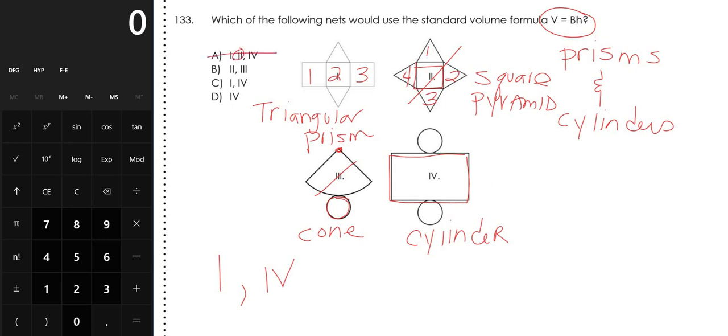B says 2 and 3. 2 and 3 should use the 1/3 big BH. So definitely not choice B. Choice C says 1 and 4. I think that's the one.